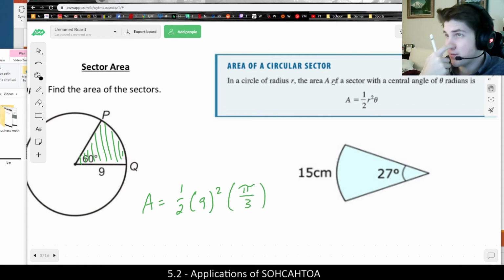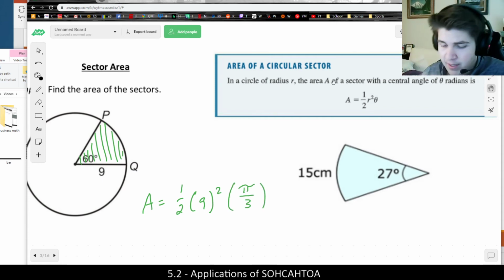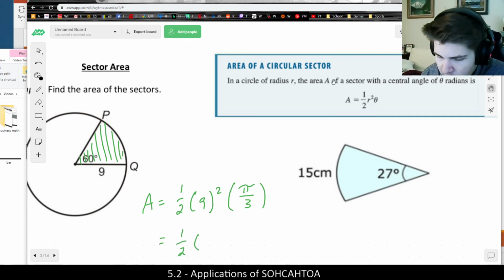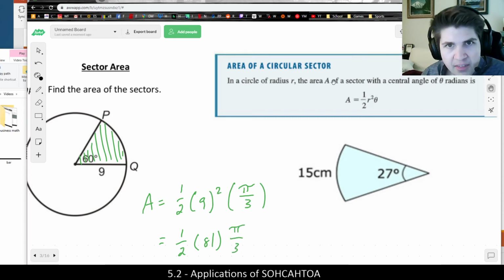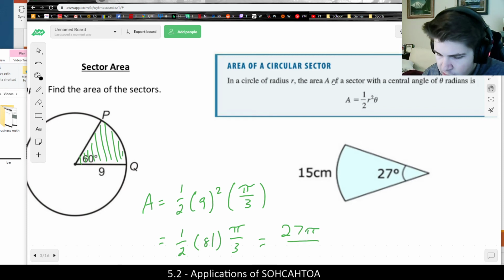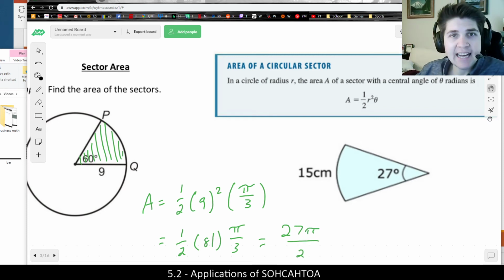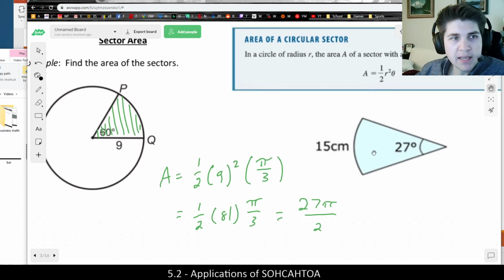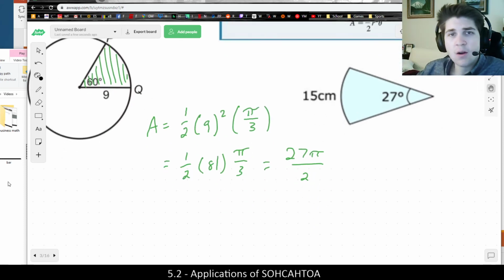Again, I need to make sure to convert 60 degrees to radians, which we've already done. So that would give me 1/2 of 81 times pi over 3. And 81 divided by 3 is 27. So this would be 27 pi over 2. And that would be the exact area, which would be in units squared, because it's going to change it from a linear unit to a two-dimensional version of area. Say, for example, this was in inches. This would be in square inches.